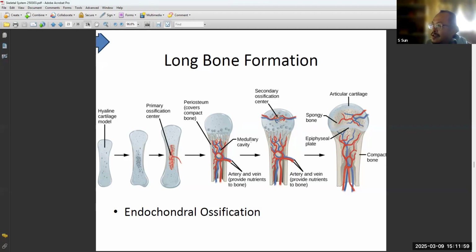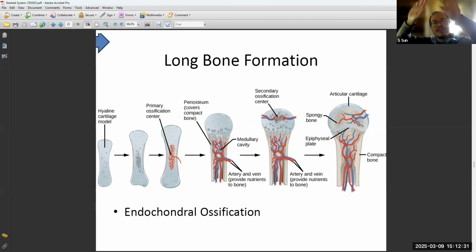You can imagine that in the beginning it's all cartilage. In the end, you will have a bone, but at the periphery we have the endosteum and the periosteum, the inner membrane and the outer membrane. At one end we have the cartilage, articular cartilage, and at the other end we also have articular cartilage.